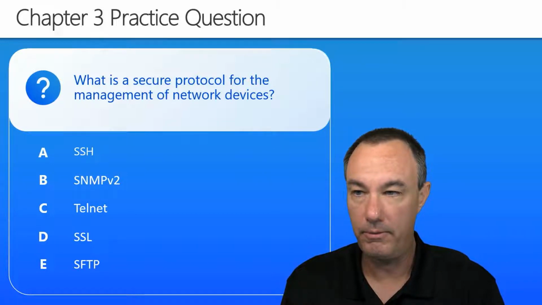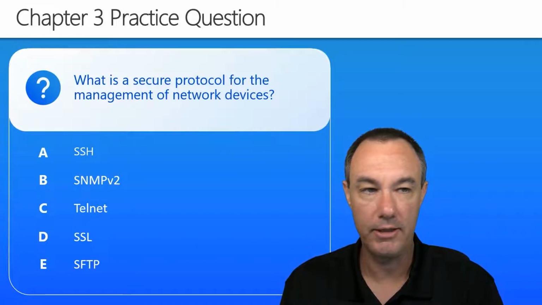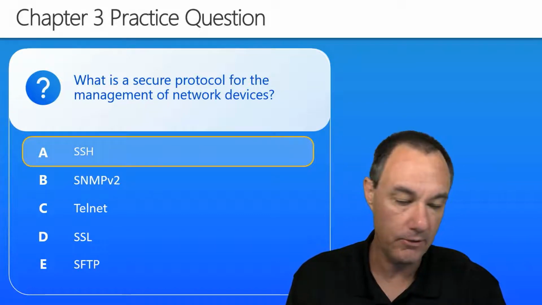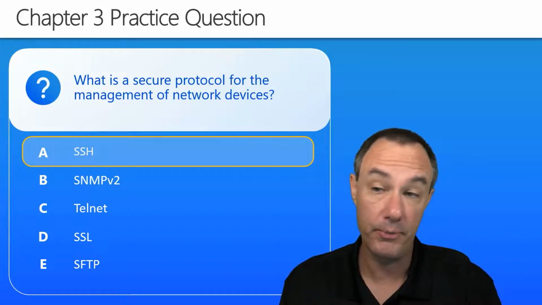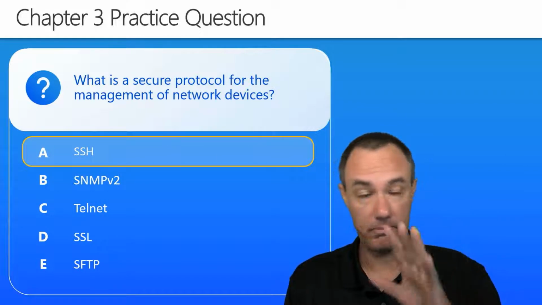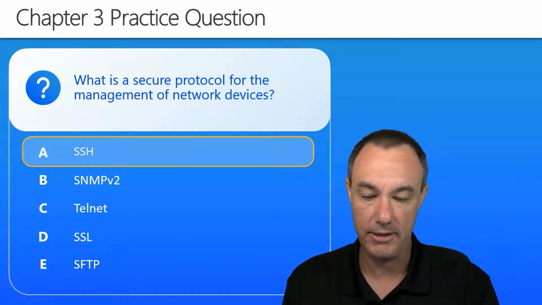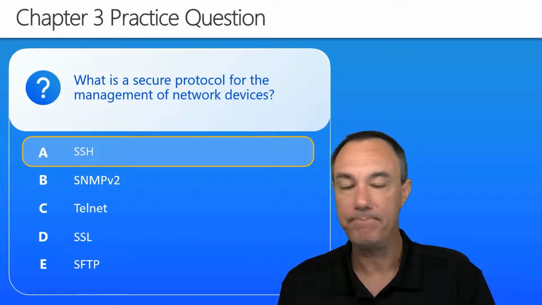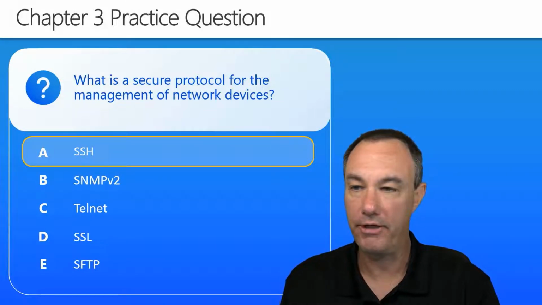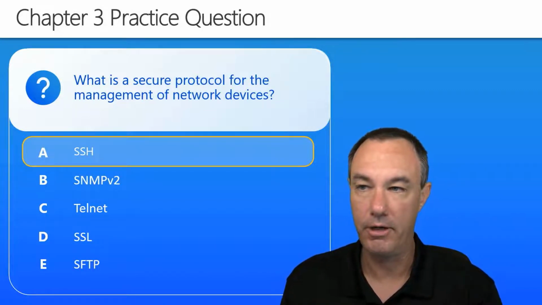The real tricky part of this is SNMP v2 is not secure. V3 is. V3 is very secure. You can use a lot of the same services that exist in IPsec, okay? But Secure Shell, that's your option here.